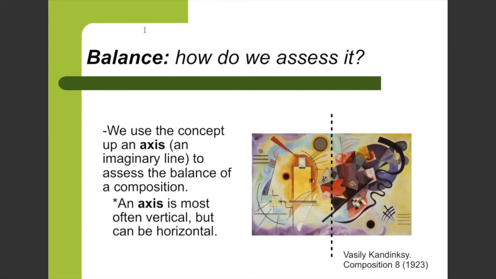And how do we assess it? We use the concept of an axis. We place it in the middle, and we see how much weight is on each side of the composition. Now, people don't actually draw lines down canvases, nor do they even superimpose them. They usually just look. Is there equal visual weight on the left and right hand sides, or on the top and bottom?